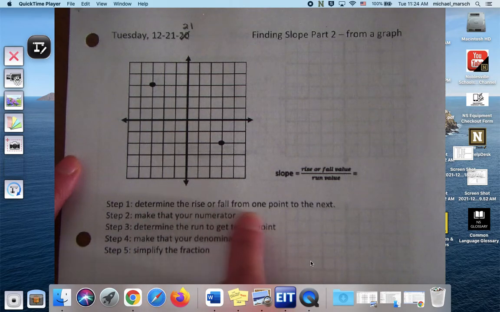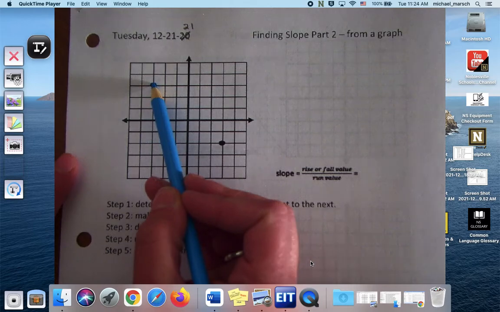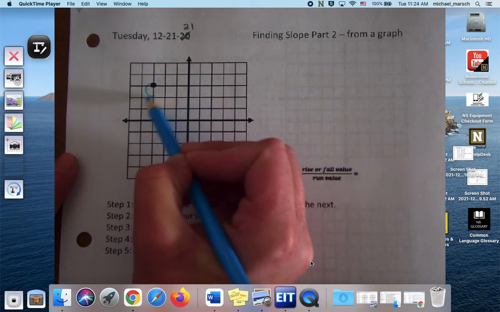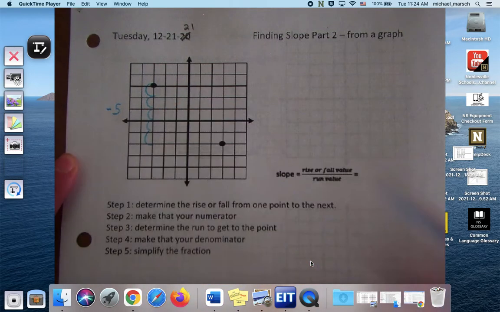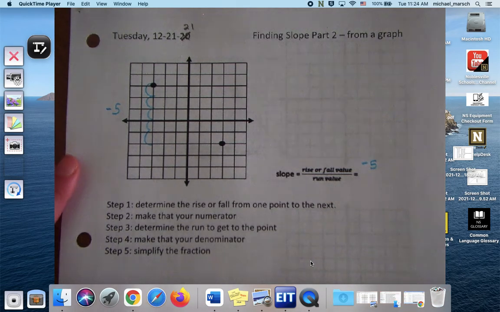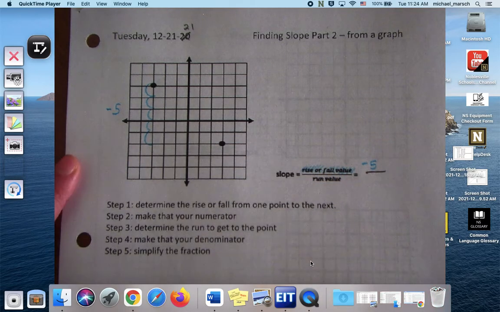Determine the rise or fall from one point to the next. So I'm going to go down to be on the same line as this point. 1, 2, 3, 4, 5. And that's going to be in my numerator, the -5. It's a negative because it was a fall value. If it was a rise value, it would be positive.